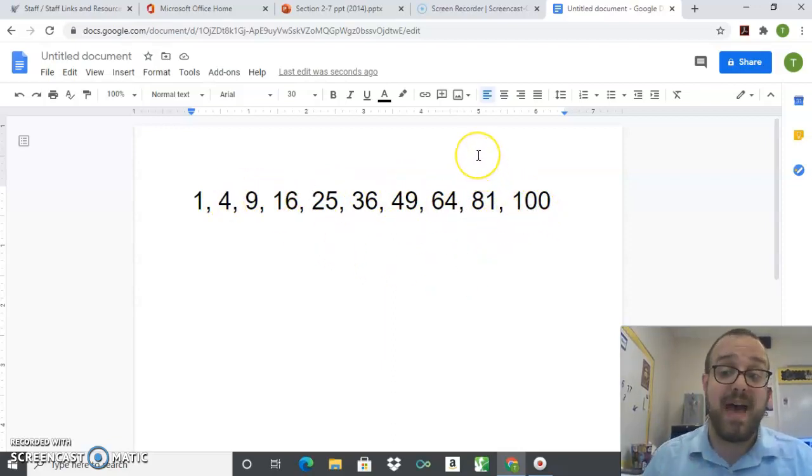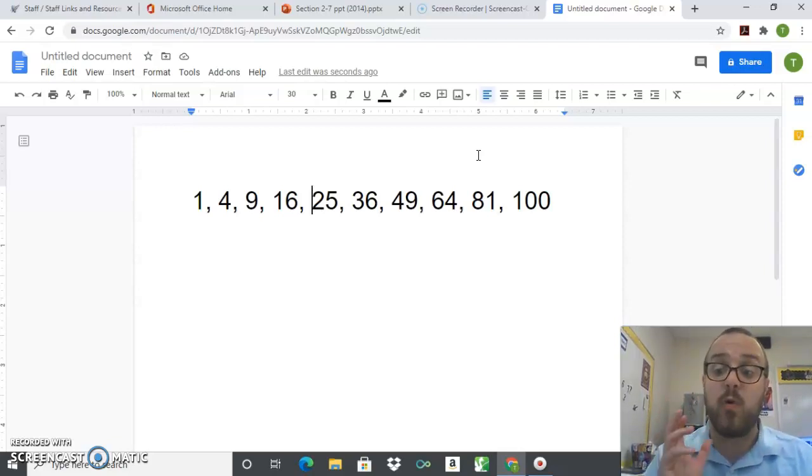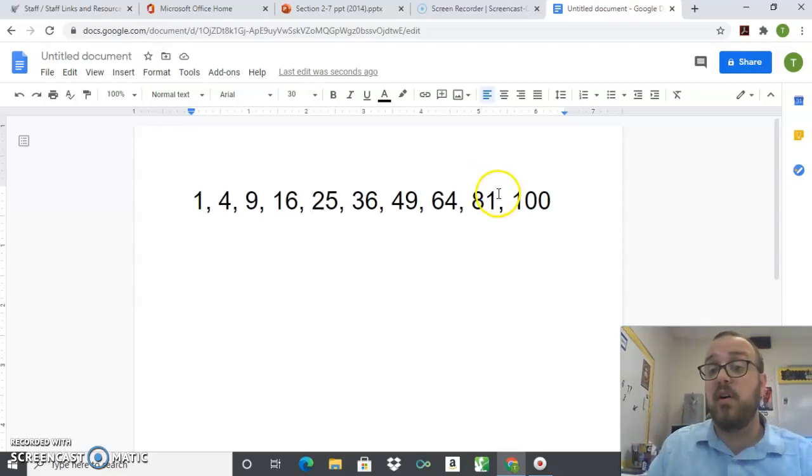And what's important about these is that when we are talking about square roots and when we're square rooting numbers, these are some of the numbers we're really going to be looking for because when you square root them, you are going to get a rational answer because you're going to get an integer as your answer. The square root of 100 is 10. 10 times 10 gives you 100.